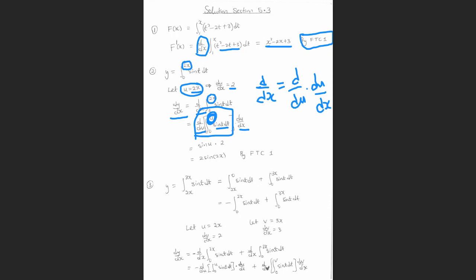dt, we can apply the fundamental theorem of calculus there. It's just going to be sine of u. Remember, you always take the function, or your integrand, evaluated at that upper bound. So instead of sine of t, you just say sine of u times du/dx, which we found here is equal to 2. So you have 2 sine u, but u is equal to 2x, therefore you have 2 sine 2x. Very important, by the fundamental theorem of calculus part 1.